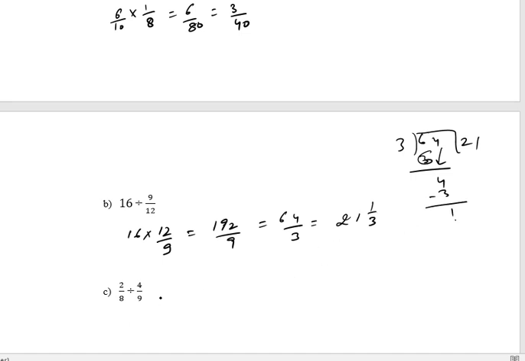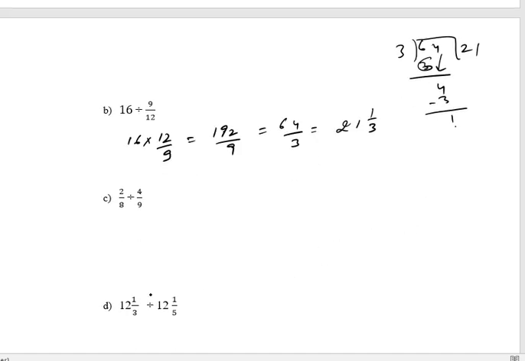Now the next part is 2 upon 8 into 4 upon 9. So 2 upon 8 into 9 upon 4. 9 twos are 18 and 8 fours are 32. Or we can write both are the multiples of 2. So 2 nines are 18 and 2 16s are 32.